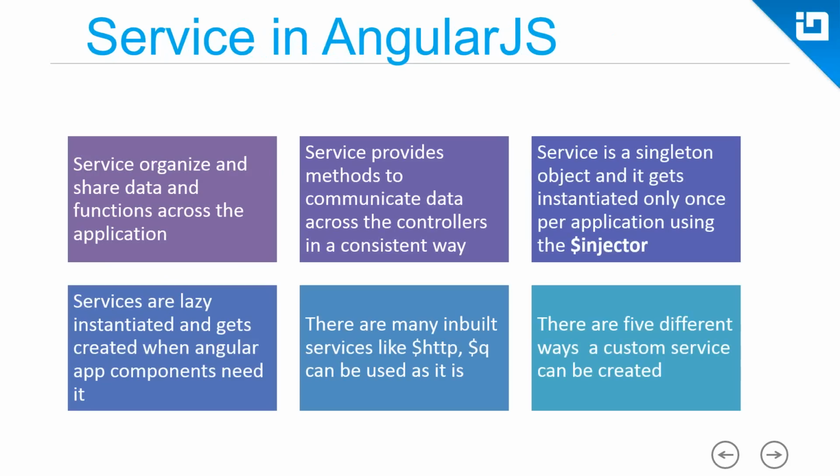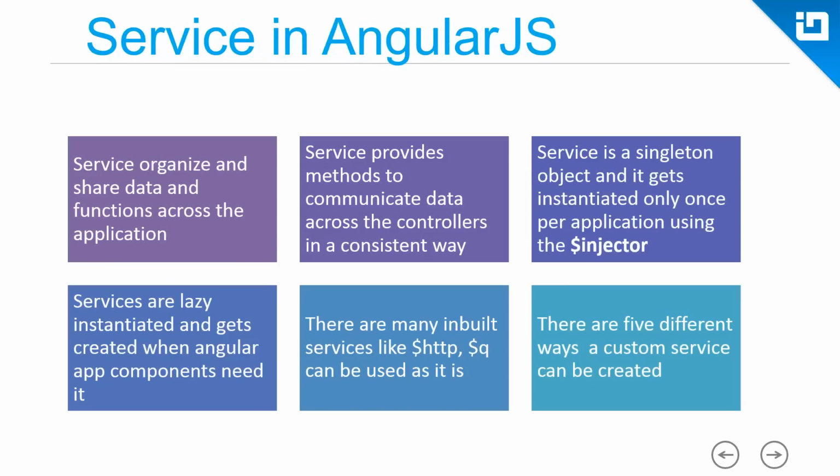There are 5 different ways a custom service can be created. As we saw, a controller is an instance object. If you use a controller 10 times, 10 objects would be created. A service object will be created only once. So if you want to share data or share something across the application, in those scenarios you should use a service. Also keep in mind that the instance of a service will be created by Angular only when you need it.